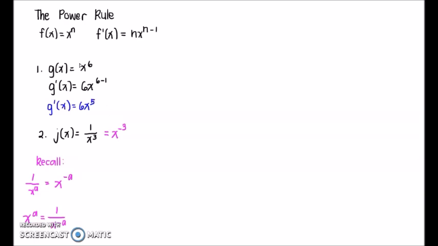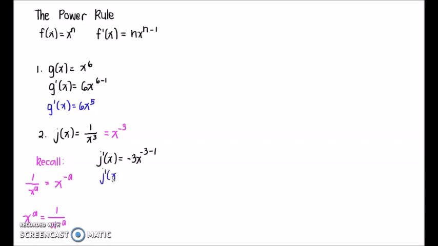Which means that it's actually a power function. And since it's a power function, ibig sabihin we could make use of the power rule to solve for its derivative. So the derivative of j of x is equal to, gamitin lang natin yung power rule, drop the exponent, so negative 3, copy the base, which is x, subtract 1 from the exponent. And then from there, we could actually solve for the derivative.